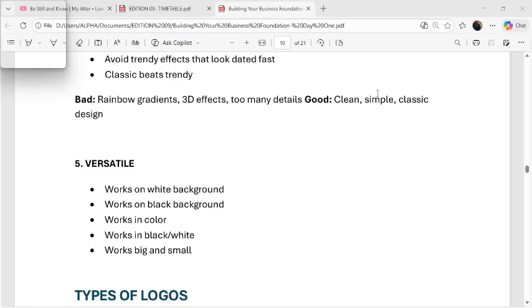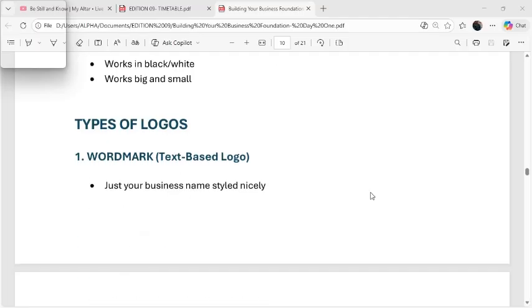But a good one is what? It is clean, simple, classic design, just like that. Now, versatile. Being versatile, it is being what? It is being flexible. It can be used on a white background, on a black background. It works in color. It works in black and white. It works big. It works small. That is very, very important.